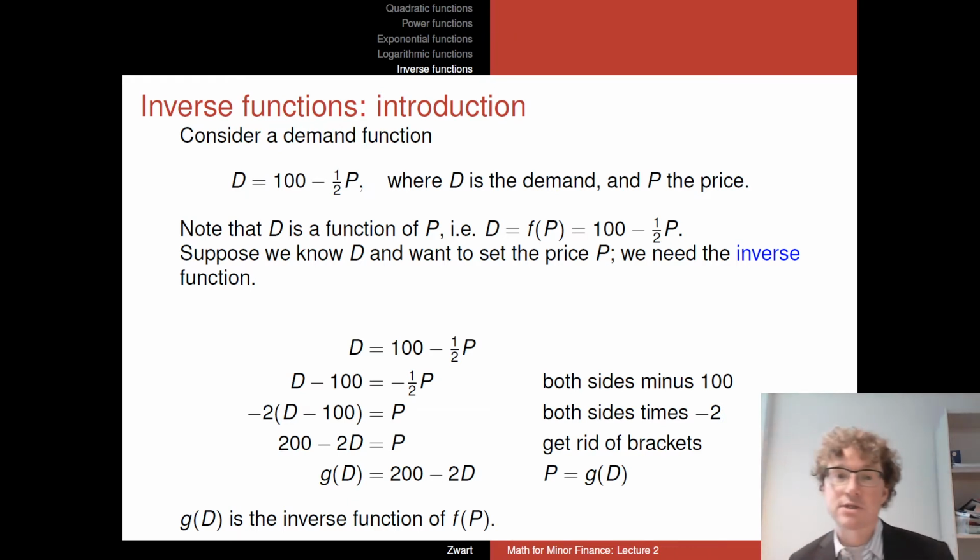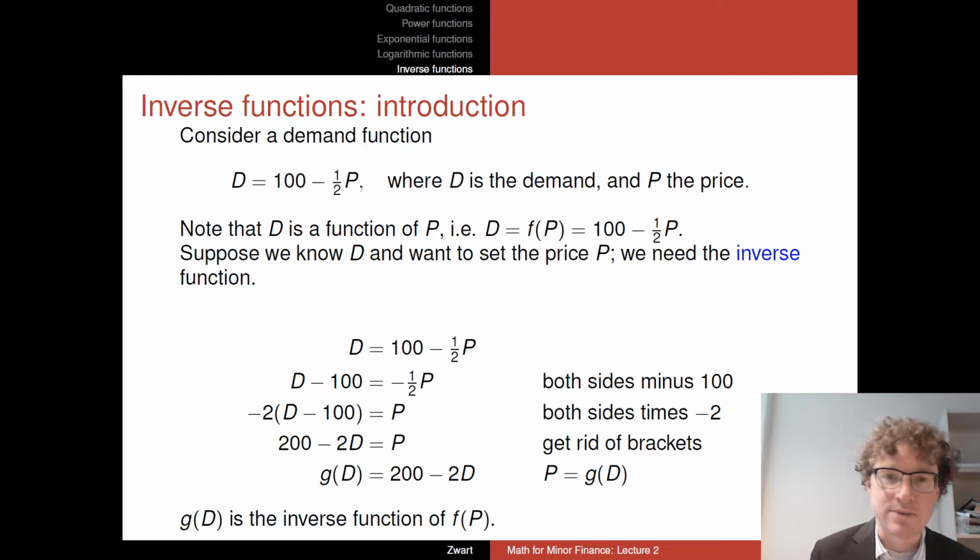The example here is about demand. You know a bit about demand from your microeconomics course. You know that the demand for a product will typically depend on the price that you ask. And so it might, for instance, take the form of this demand function that you see here on the slide: D, the demand, equals 100 minus a half times the price. So the higher the price, the lower the demand, which is what you expect of a demand function.